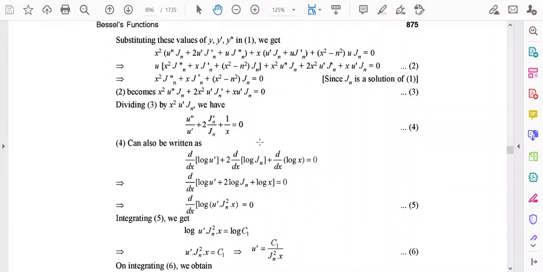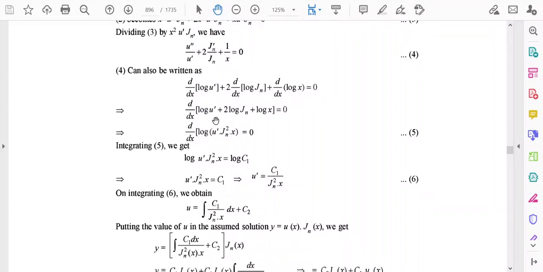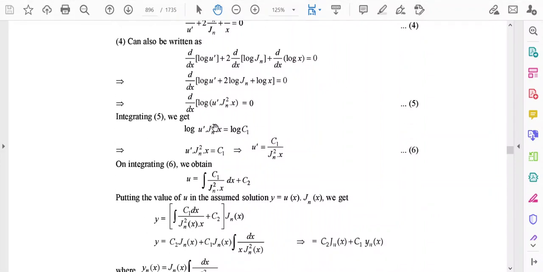Now we will further simplify by dividing this expression by x² u' J_n. After dividing, we obtain u''/u' plus 2 J_n'/J_n plus 1/x is equal to 0. We can write the first term as d/dx of log u', the second term as d/dx of log J_n, and the third term as d/dx of log x. So ultimately this is d/dx of (log u' plus 2 log J_n plus log x), that is d/dx of log (u' J_n² x) is equal to 0.